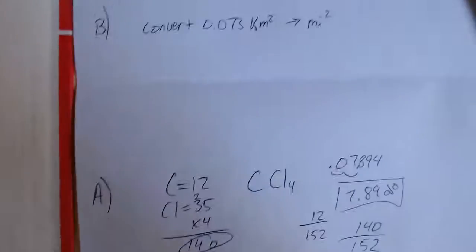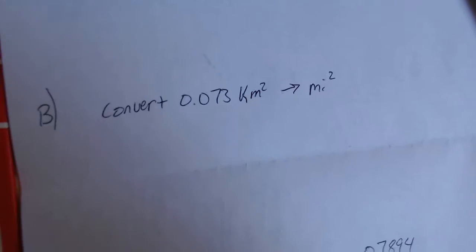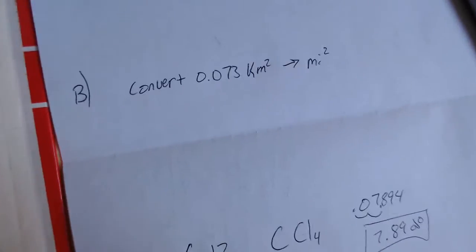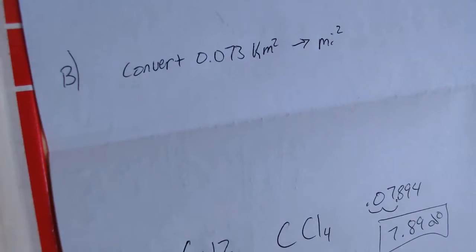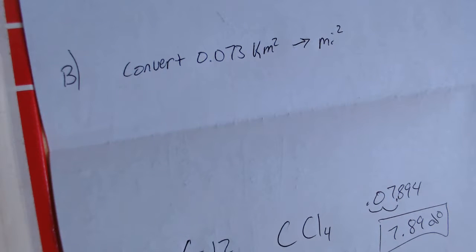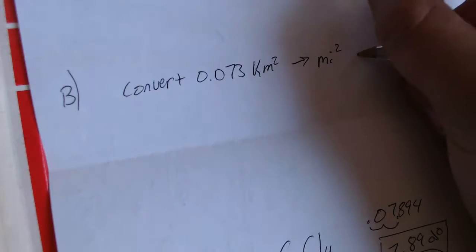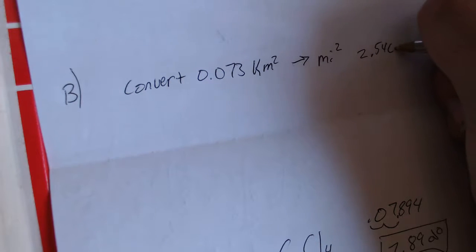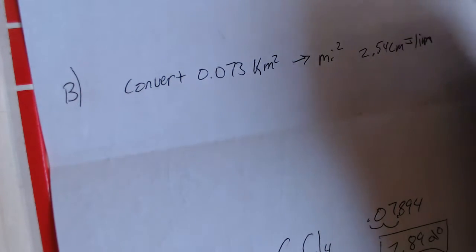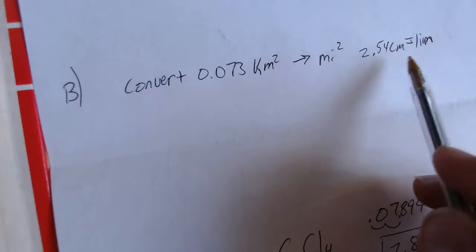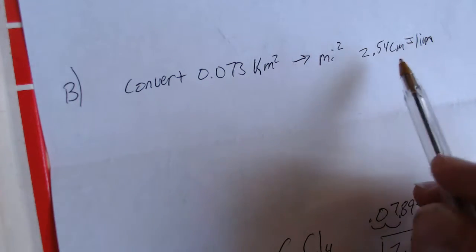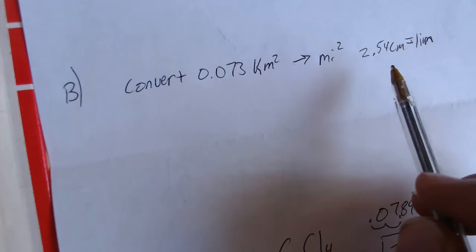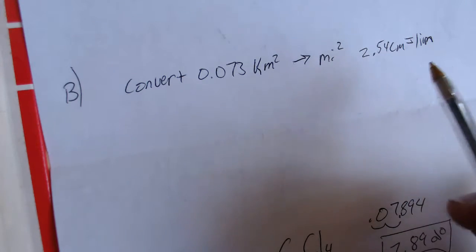All right, now moving on to unit conversions from English to metric or metric to English. In practice B, they tell us to use unit multipliers to convert 0.073 kilometers squared to miles squared. And the thing to remember when you're going from English to metric is that your doorway is always going to be 2.54 centimeters equals 1 inch. That is the standard for conversion rates between metric and English. The reason why they use such a small measurement is so they have the least margin of error.